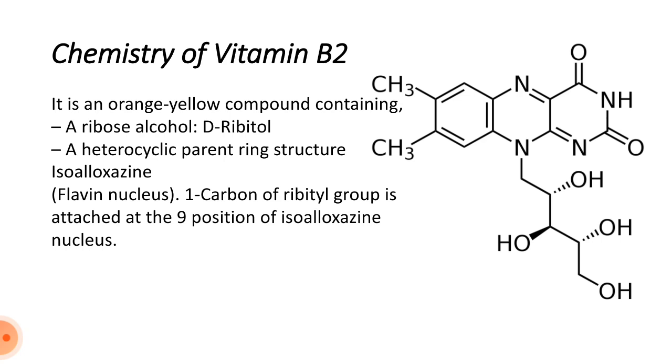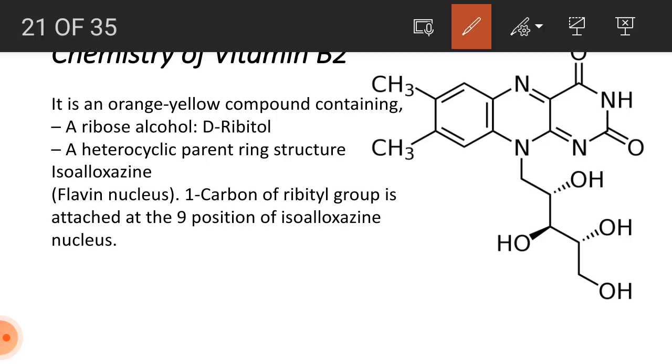Let's see what the chemistry of this vitamin B2 is. It is an orange-yellow compound. So if you have a compound of vitamin B2, then the appearance of that compound will be orange-yellow. It has a ribose alcohol, that is D-ribitol, and a heterocyclic parent ring structure, isoalloxazine.